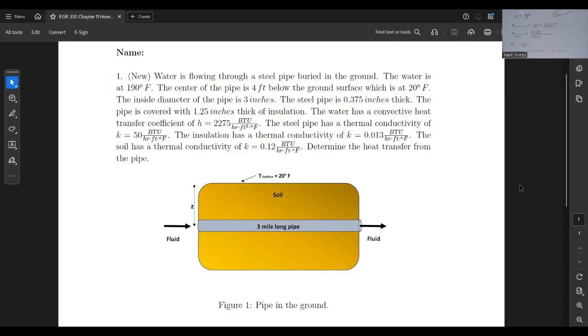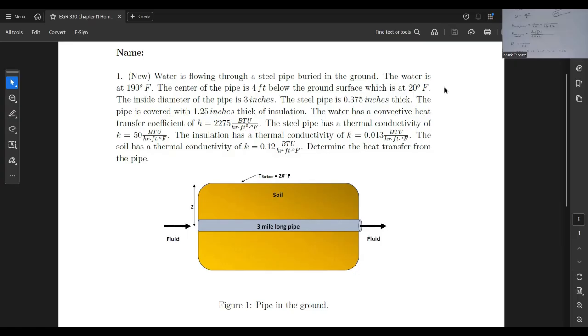So let's take a look at this example. Water is flowing through a steel pipe buried in the ground. The water is at 190 degrees Fahrenheit. The center of the pipe is 4 feet below the ground surface. And the ground surface is at 20 degrees Fahrenheit. The inside diameter of the pipe is 3 inches. The steel pipe is 0.375 inches thick. The pipe is covered with 1.25 inches of thick insulation.